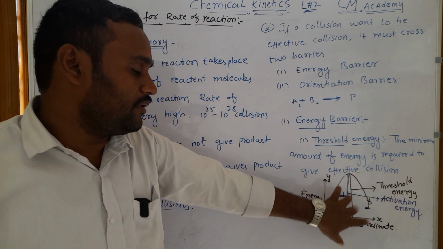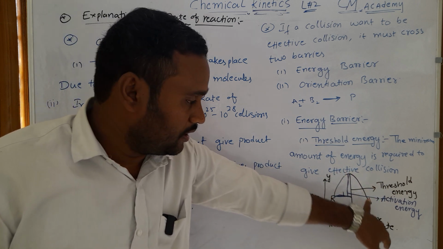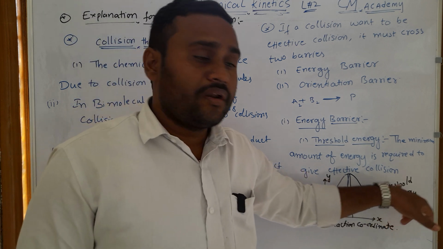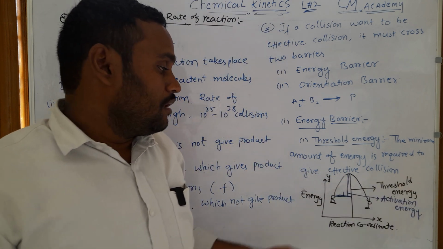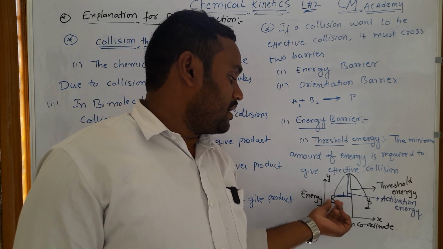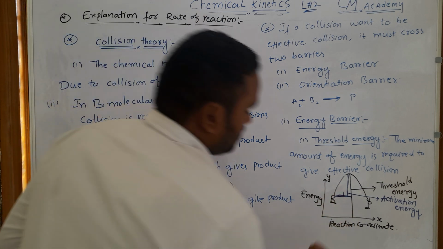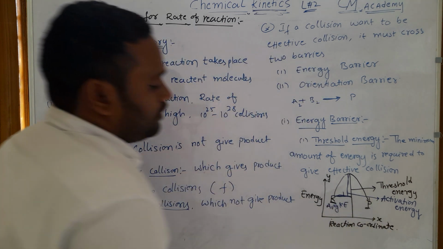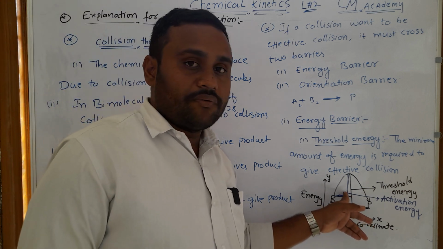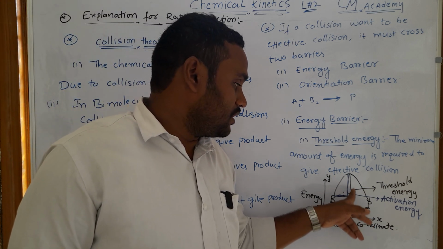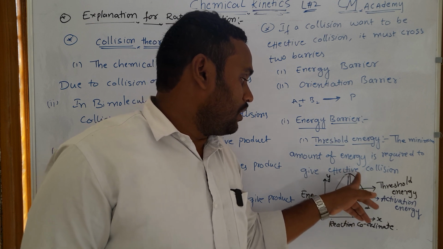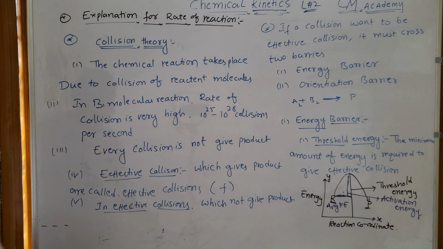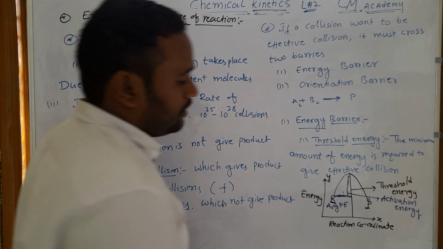Threshold energy. Whatever it may be, for the reactant to convert into product, it must clear this much amount of energy, so this much amount of energy is called threshold energy. Already the reactant molecule is having this much of energy, which is called the average kinetic energy of the reactant. So still this much of energy is required to cross this energy barrier. This is called what? Activation energy.